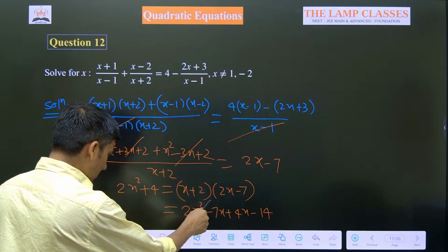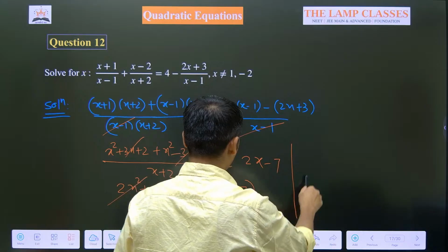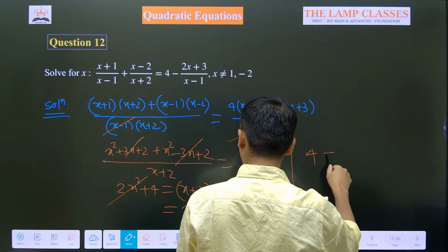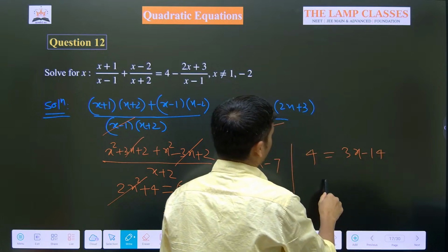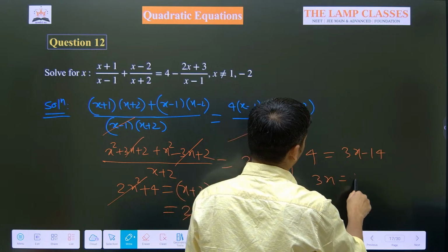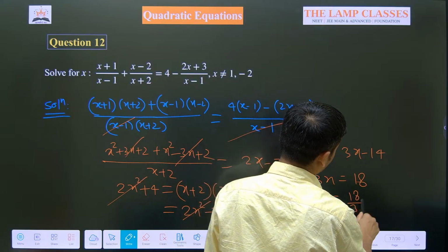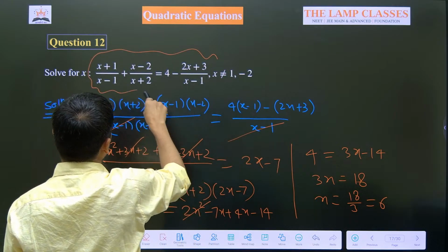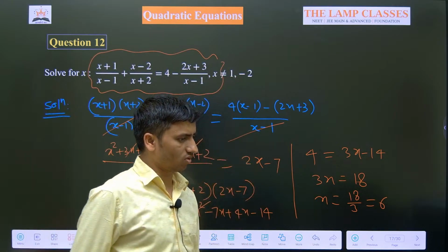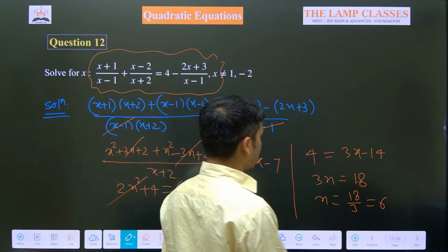Yeah, in this case we can cancel these 2x square and these 2x square, guys. So the only thing left is 4 is equal to 3x minus 14. So we are getting 3x is equal to 14 plus 4, 18. x is 18 upon 3, 6. So even though this equation was looking very complex, it turned out that it's a linear equation only, not a quadratic. So there is only one solution, which is x is equal to 6.